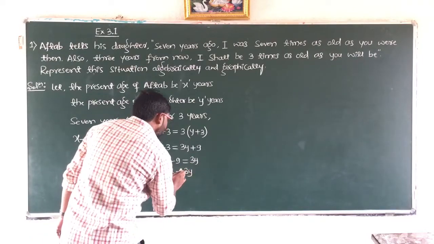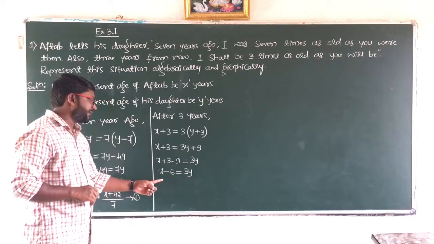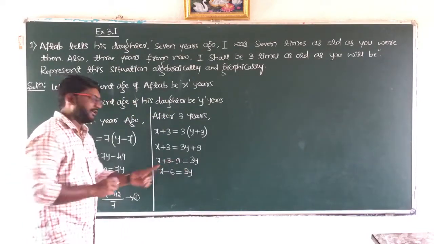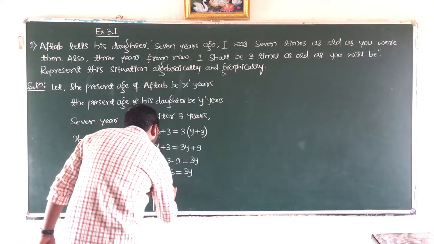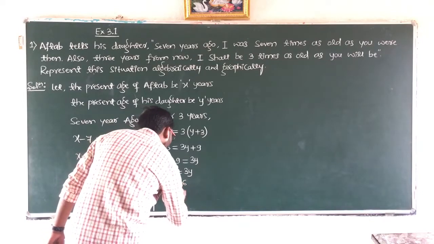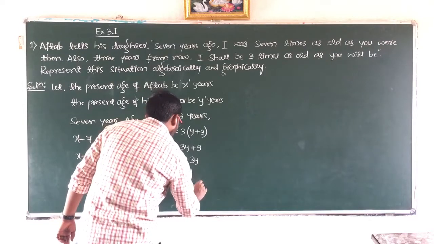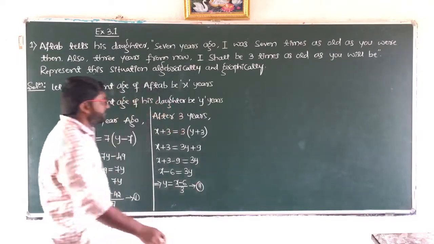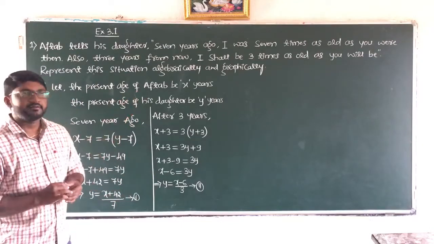In the next step, you take 3 to the other side, it goes to the denominator. That means X minus 6 divided by 3 equals Y. This implies Y is equal to X minus 6 divided by 3. I call this equation number 2. For equation 1 and equation 2 we have to write the table in order to plot the graph.